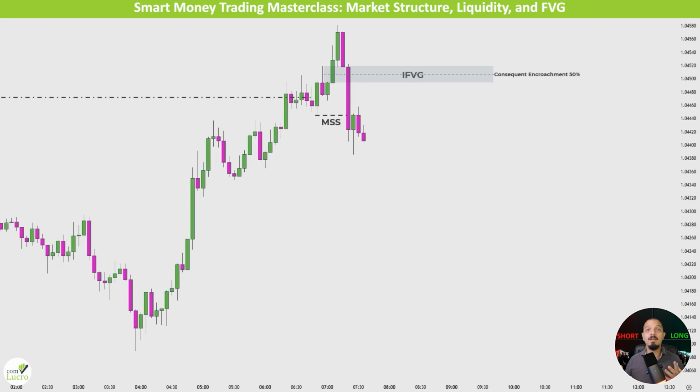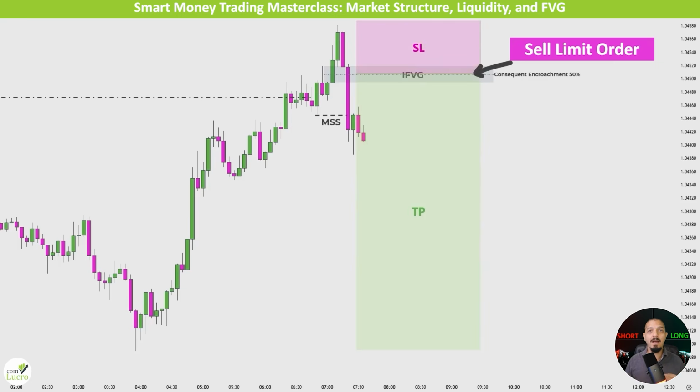For take profit levels, you can target the nearest draw on liquidity within the same time frame, or aim for a higher time frame liquidity zone that aligns with the overall trend, offering a larger potential gain. By combining these elements, the liquidity sweep, the market structure shift, and the inversion of the fair value gap, you turn what looks like a simple imbalance into a high probability trading setup that aligns perfectly with smart money principles.